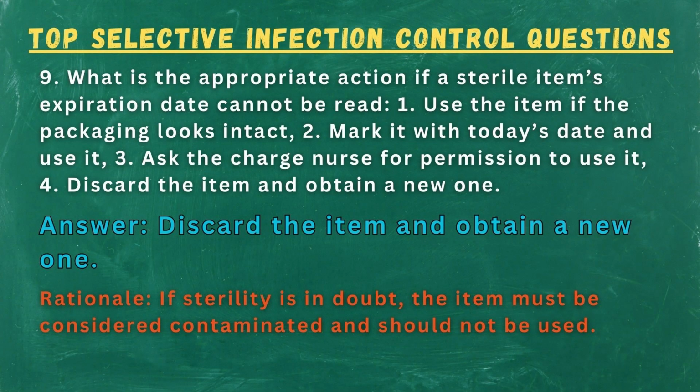9. What is the appropriate action if a sterile item's expiration date cannot be read? 1. Use the item if the packaging looks intact. 2. Mark it with today's date and use it. 3. Ask the charge nurse for permission to use it. 4. Discard the item and obtain a new one. Answer: discard the item and obtain a new one. Rationale: if sterility is in doubt, the item must be considered contaminated and should not be used.